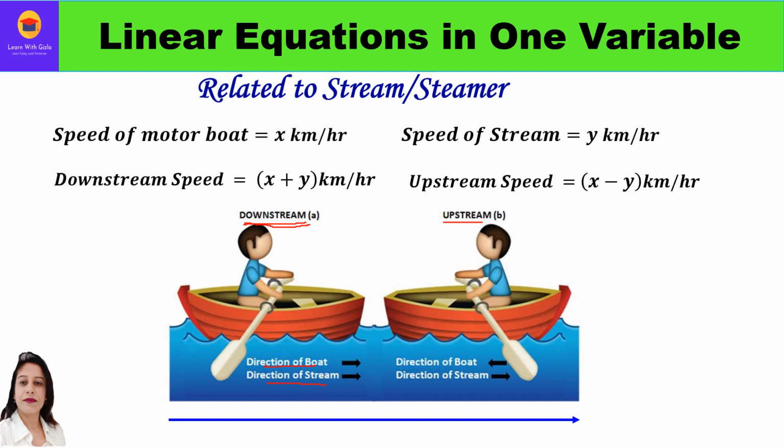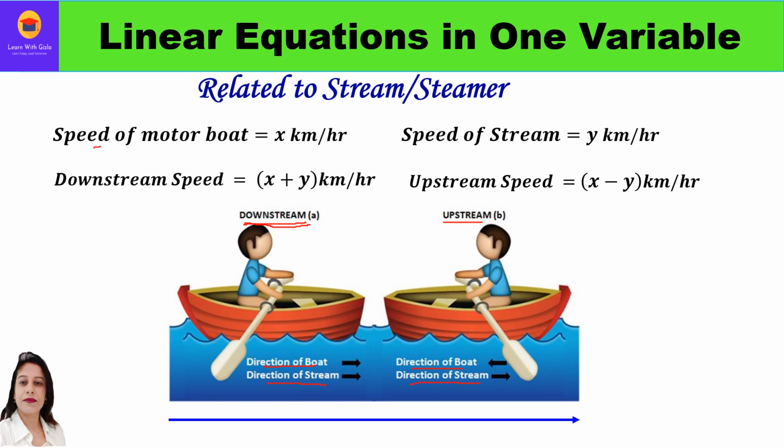Now what is upstream? When you move in the direction which is opposite to the direction of the stream, that means the direction of the boat and the direction of the stream are opposite to each other, you are rowing your boat against the flow of the stream or water. That is known as you are coming upstream. You are going downstream and you are coming upstream. Now why these two concepts are important? Because they will determine what is your actual speed.